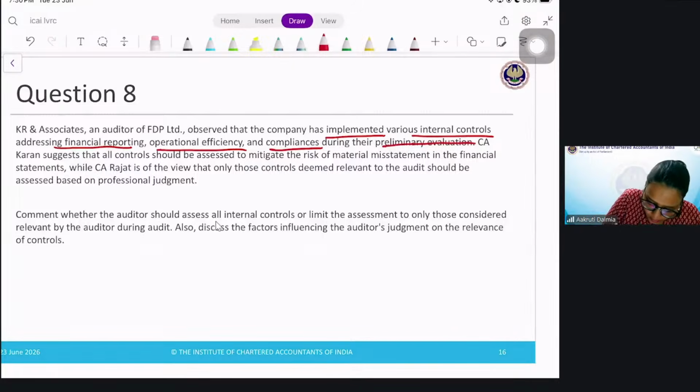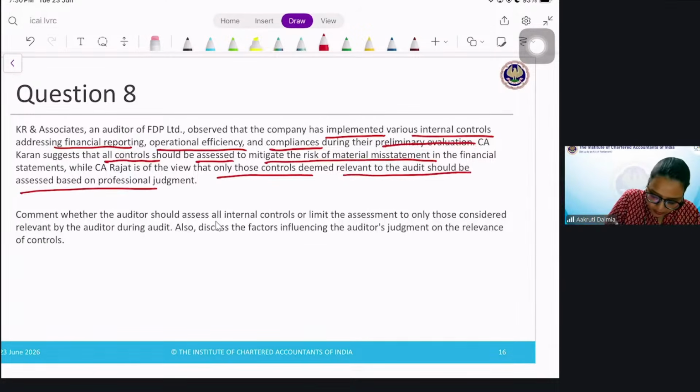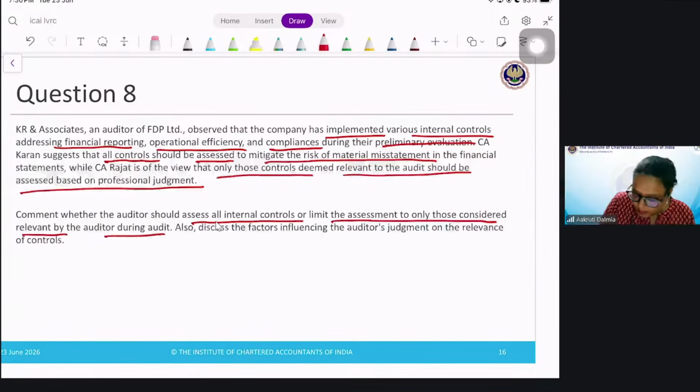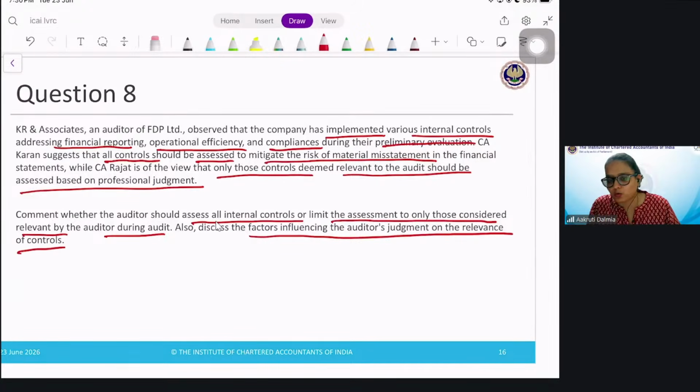CA Karan suggests that all controls should be assessed to mitigate the risk of material misstatement in the financial statements, while Rajat is of the view that only those controls that are relevant to the audit should be assessed based on the professional judgment. Comment whether the auditor should assess all internal controls or limit the assessment to only those considered relevant by the auditor during the audit. Also discuss the factors influencing the auditor's judgment on the relevance of the control. First, tell me the first point. Should auditor assess all internal control or limit it to the relevant controls only?